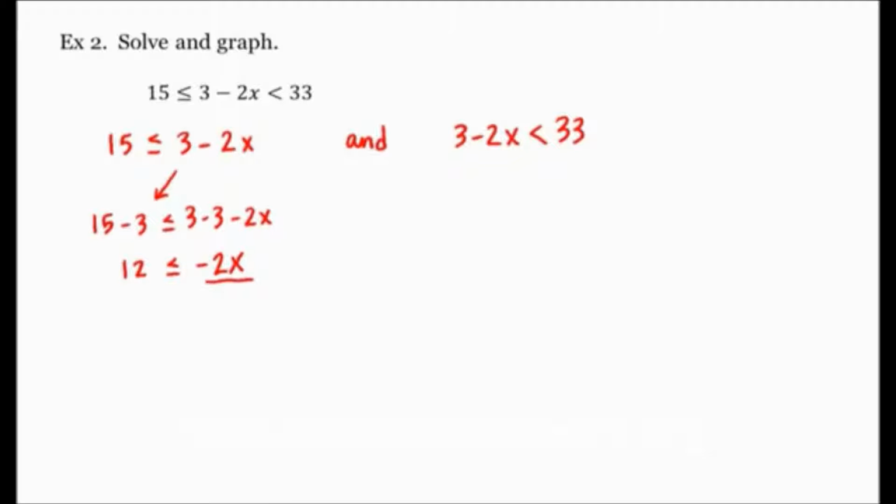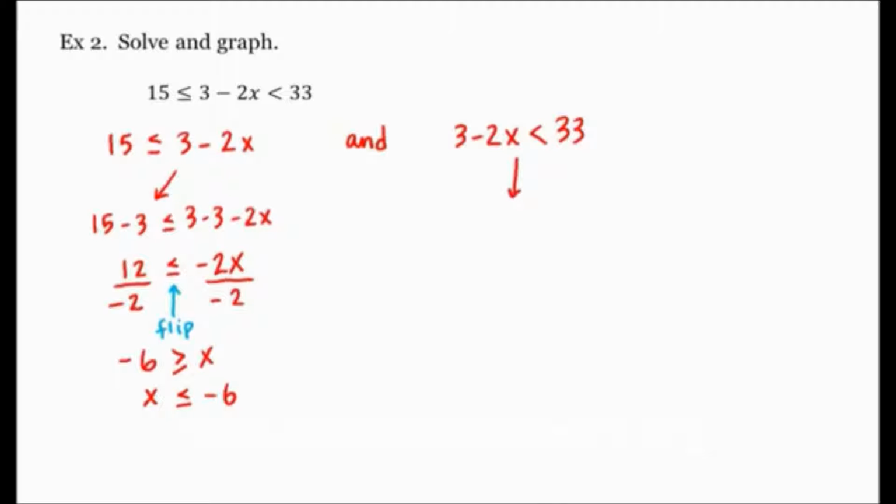So now let's divide both sides by -2. But we have to be careful here because we're dividing by a negative, which means this inequality will flip, which gives us -6 is greater than or equal to x. Or we can write it the other way, x less than or equal to -6.